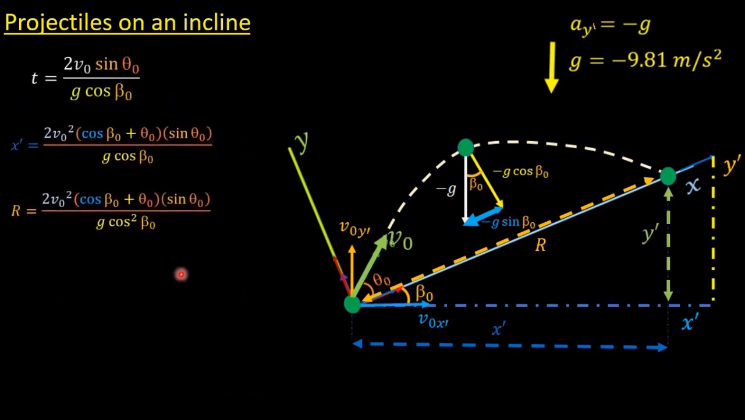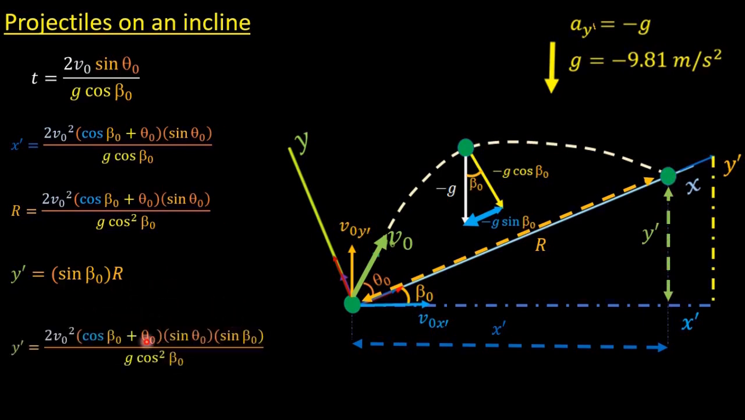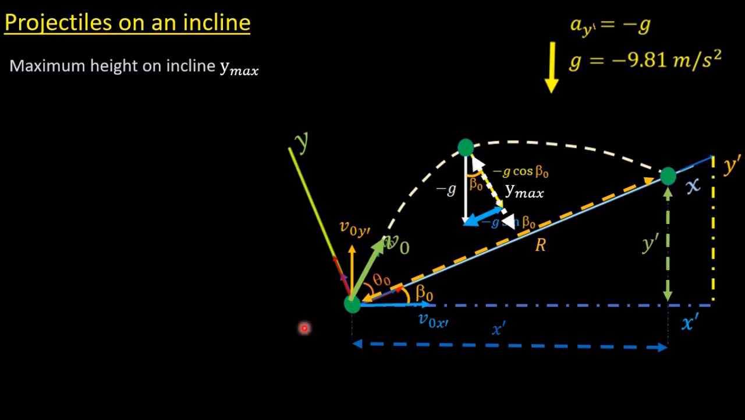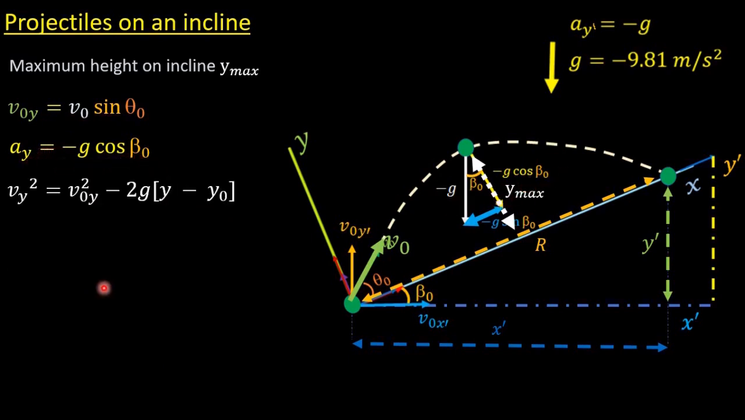So next I'm going to find y prime, the vertical distance the projectile has travelled at the end of its flight. Again applying trigonometry, it's just going to give me this. Substitute r into there to get that. So next I'm going to find y max, which is its maximum y distance. That will be at the center of its motion there. I'm going to use these two equations in the y direction. The velocity in the y direction is v sub 0 times sine theta, and the acceleration in the y direction is minus g times cos beta, which is here. So I'm going to apply this equation now.